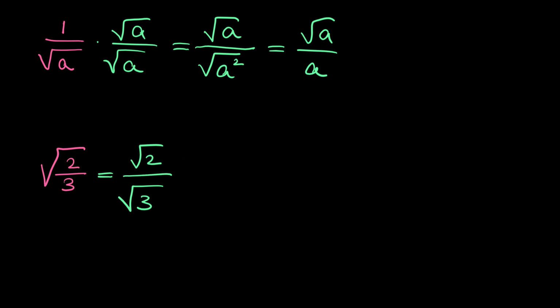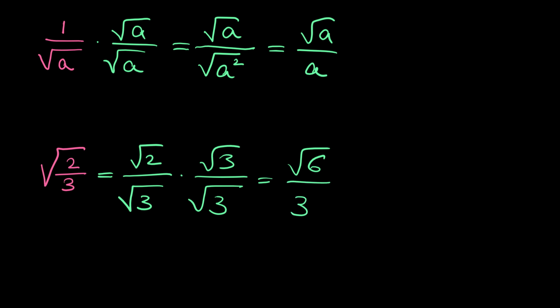Now we want to rationalize this. How can we rationalize this? We multiply numerator and denominator by radical 3. In the numerator, radical 2 times radical 3 is radical 6. Radical 3 times radical 3 is 3. Remember, radical a times radical a is always a.